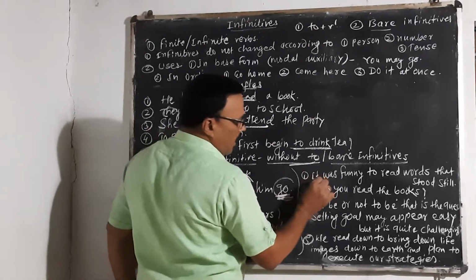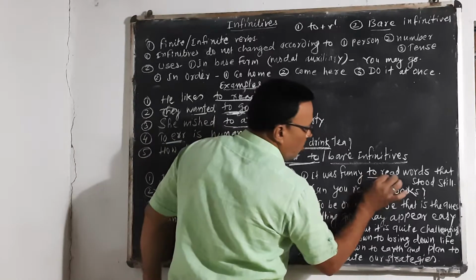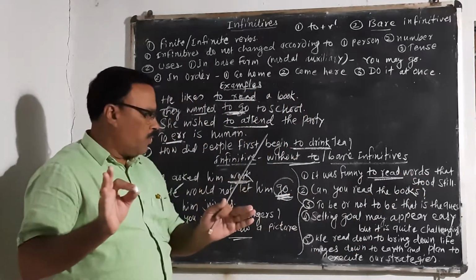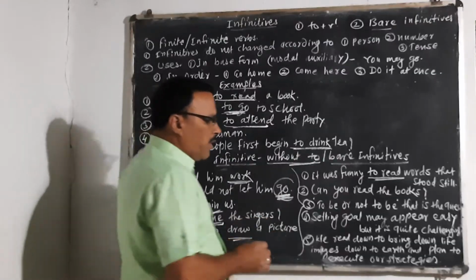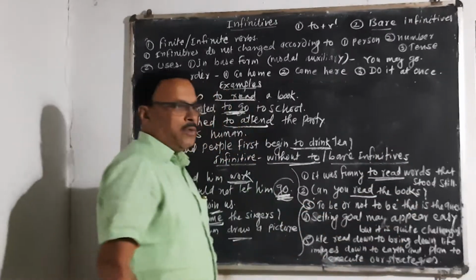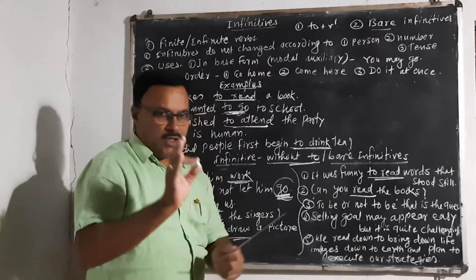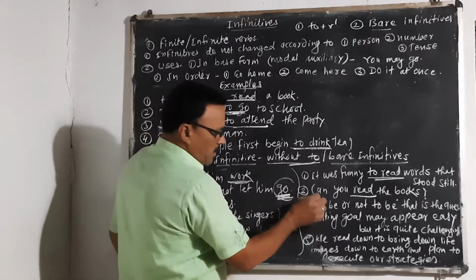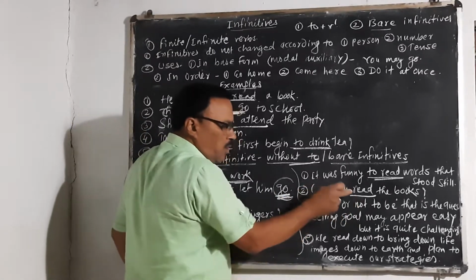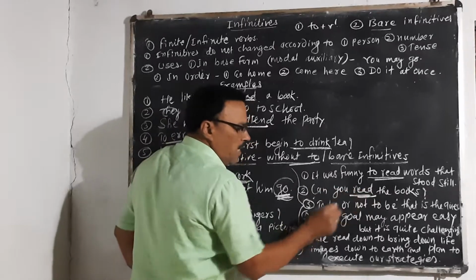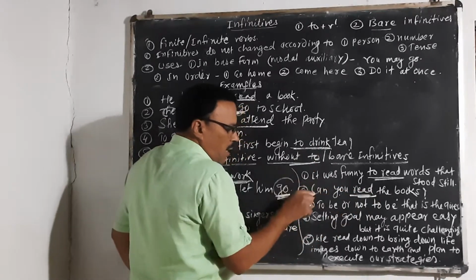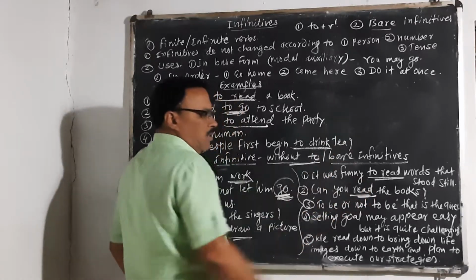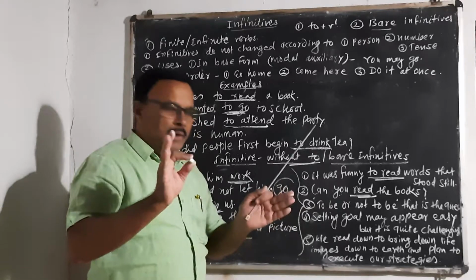The first example, it was funny to read words that stood still. Here to read is the infinitive. In the second, can you read? Now read is the infinitive. In this sentence, to plus v1. In this sentence, without to. Can you read? Again, if we change would you read, should you read, there will be no change at all. If we change the person, can he read, can she read, there will be no change. Therefore, in this sentence, read is the infinitive.